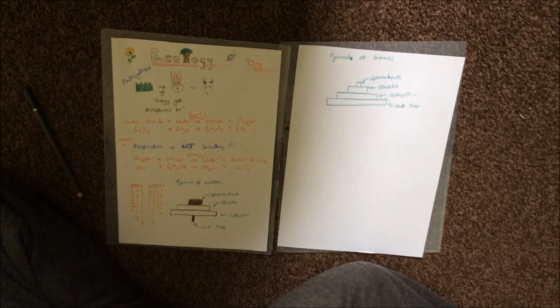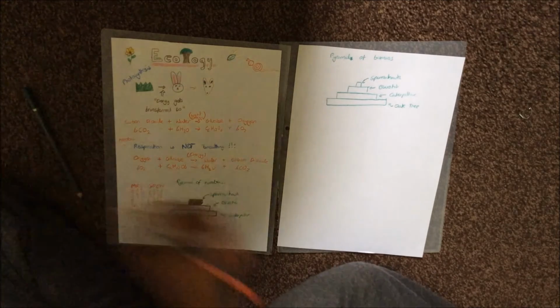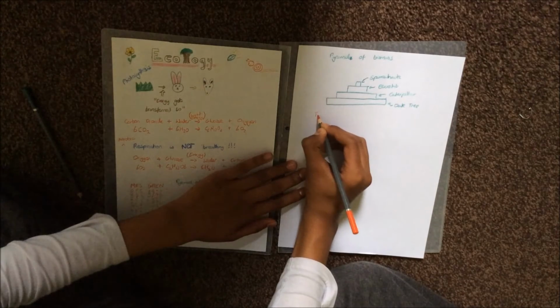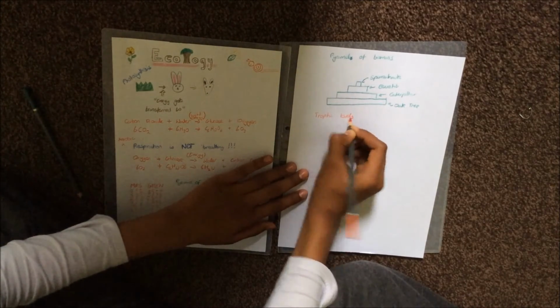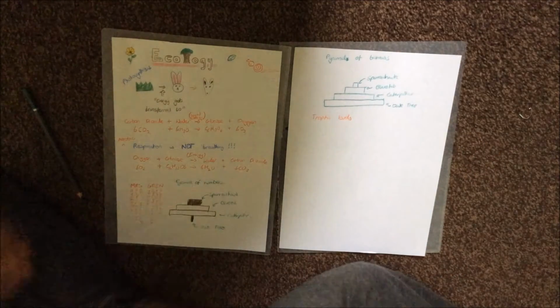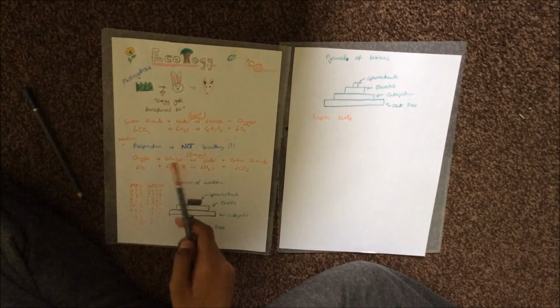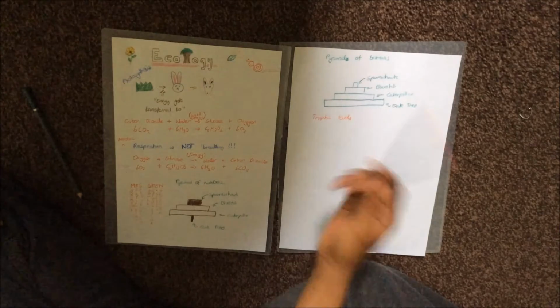Now, as the levels go up and up, each level of this pyramid has a specific name, and these are called trophic levels. Okay, I'll write that down. Trophic levels. So these trophic levels are each level of the pyramid. So we have the first trophic level, second, etc., etc.